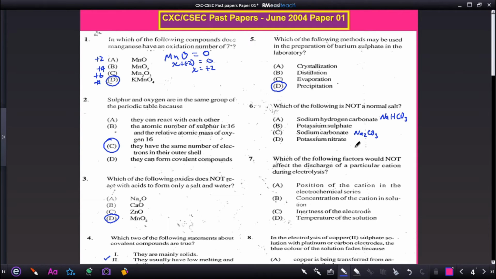Potassium nitrate, KNO3, no hydrogen, so that's a normal salt. Potassium sulfate, K2SO4, no hydrogen, so that's a normal salt. So the only one that contains hydrogen within the formula or within the compound is sodium hydrogen carbonate, which makes it an acidic salt.